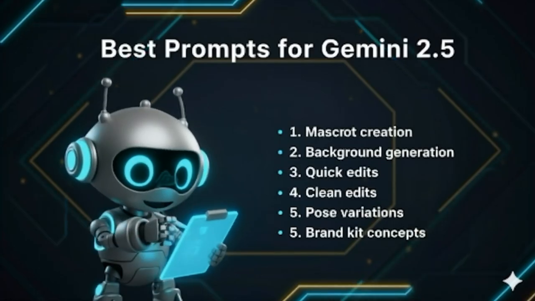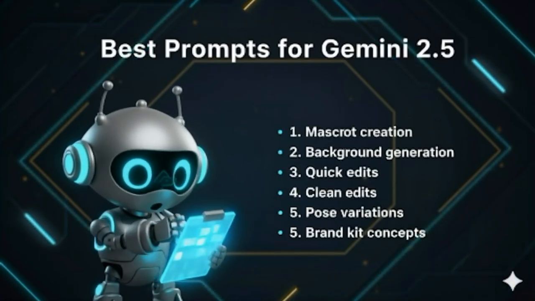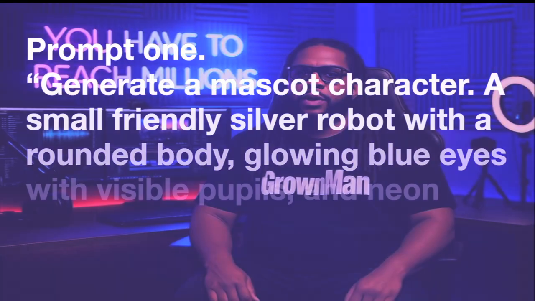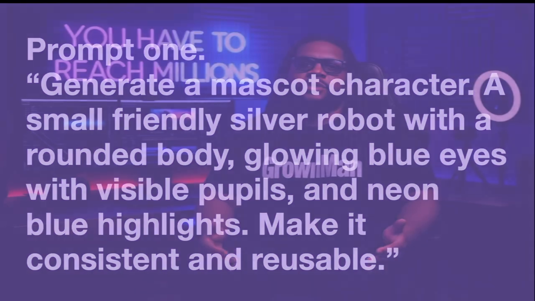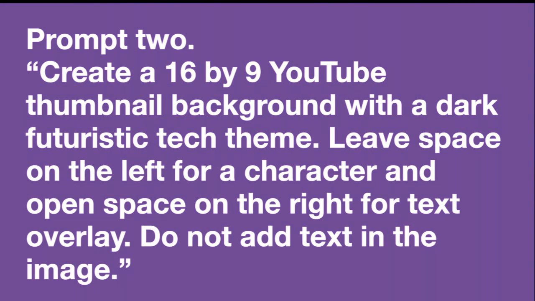Here are some of the best prompt recipes to get the most out of Gemini 2.5. Prompt 1. Generate a mascot character. A small, friendly silver robot with a rounded body, glowing blue eyes with visible pupils, and neon blue highlights. Make it consistent and reusable. Prompt 2. Create a 16:9 YouTube thumbnail background with a dark, futuristic tech theme.